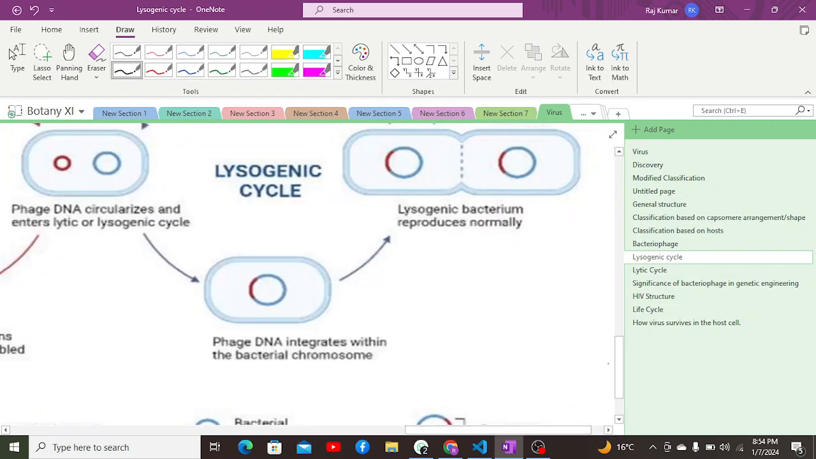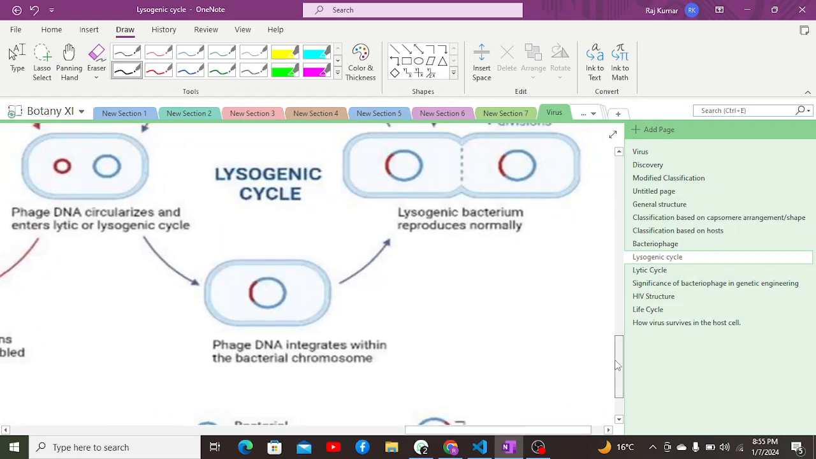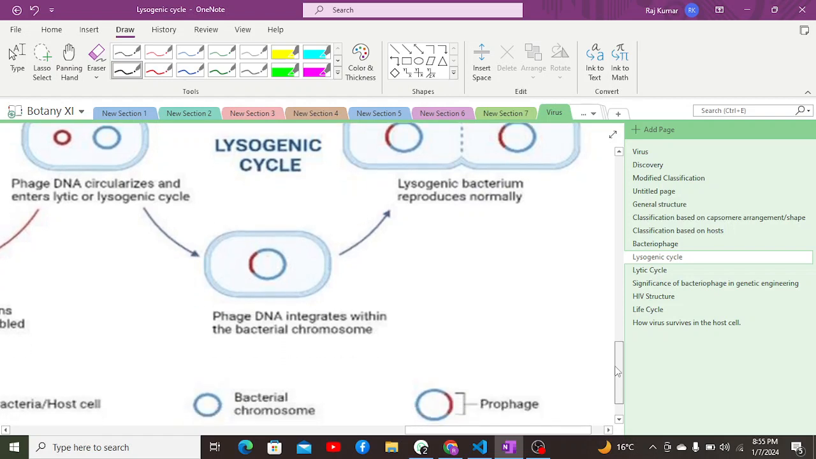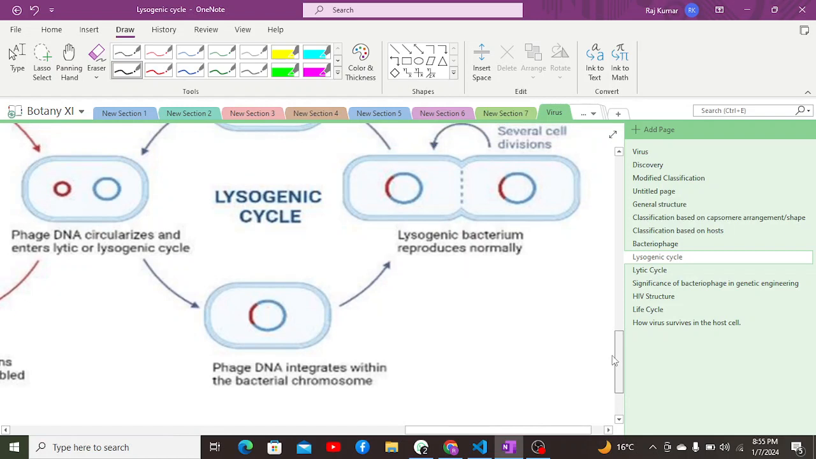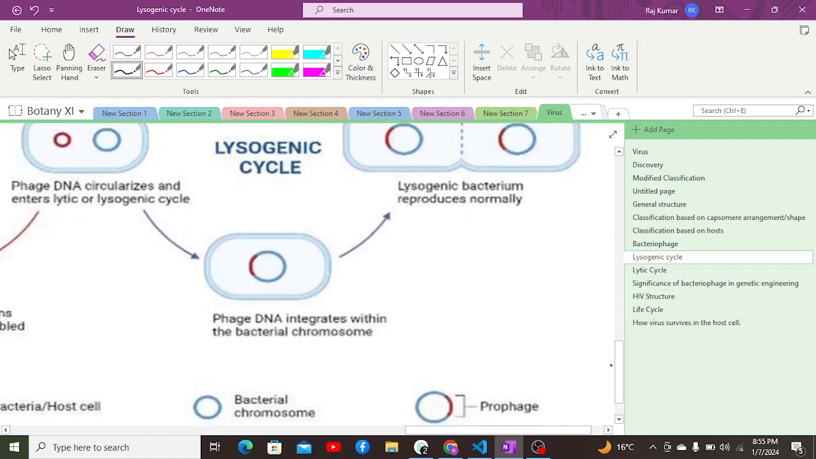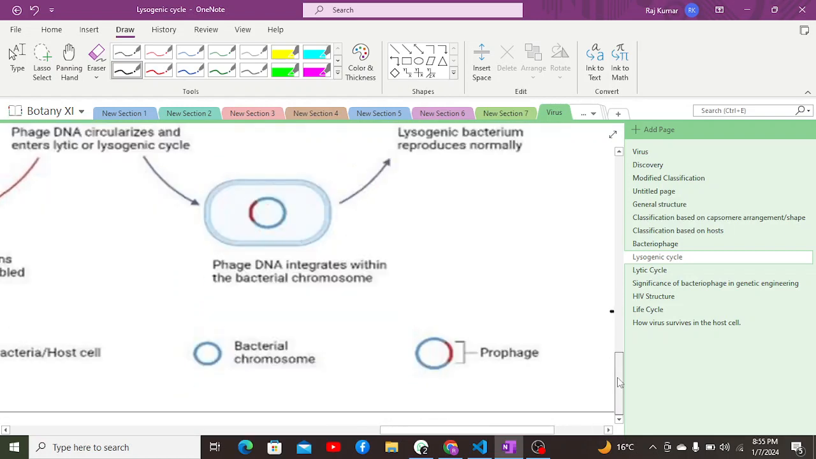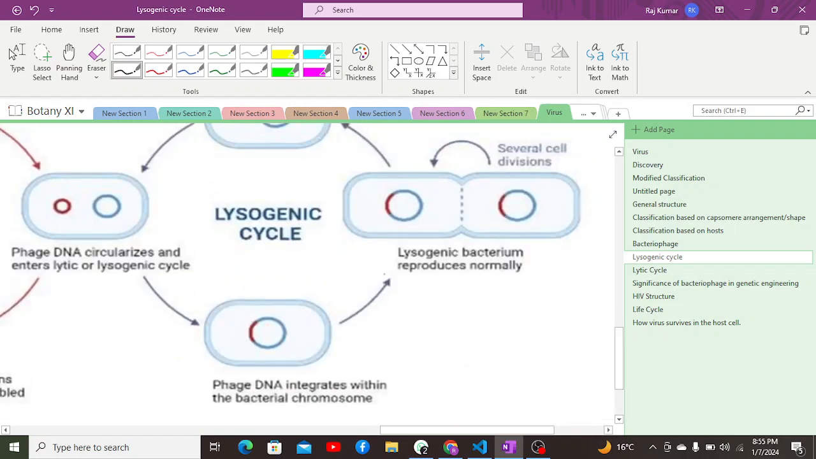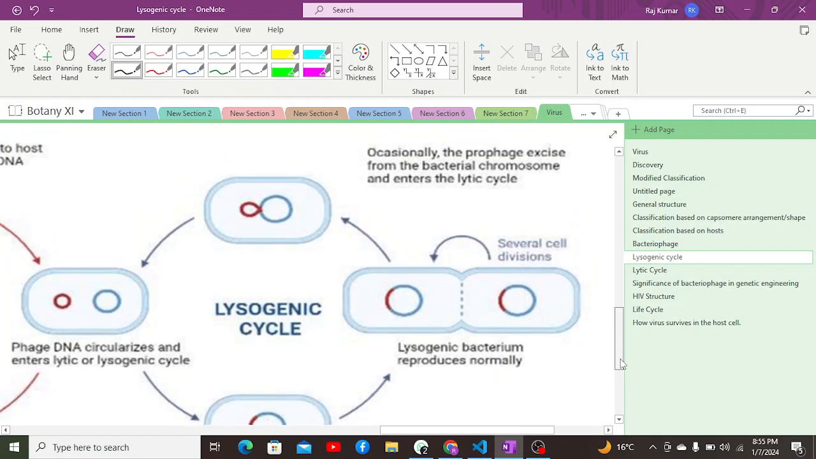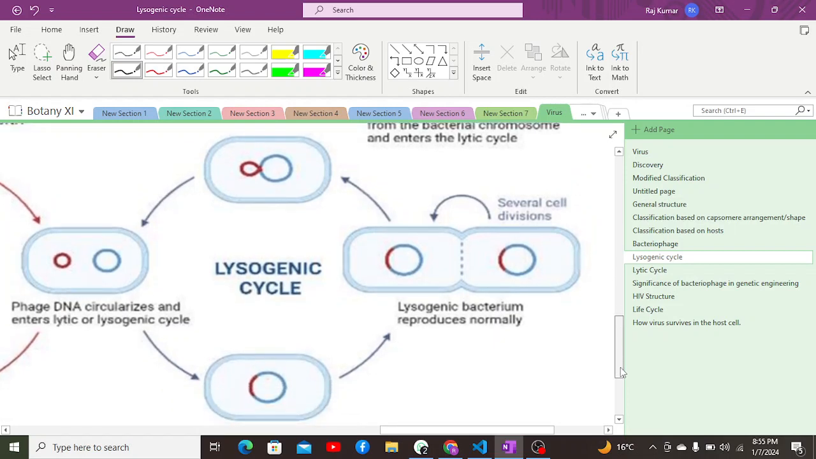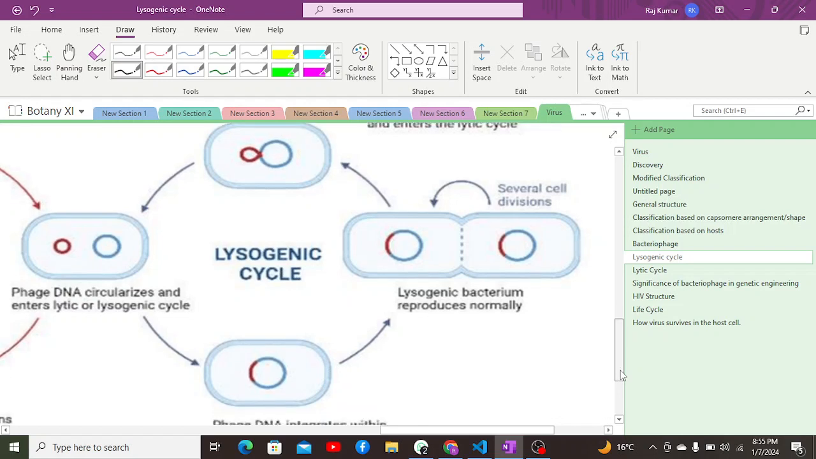Now here, one more thing: the genome becomes a virus when it enters the host cell. Now this is known as the prophage, as mentioned in the diagram as well. This is the viral genome, as you can see in the cycle. First, there's integration. The prophage excises from the bacterial chromosome and enters the lytic cycle. Lysogenic phage DNA circularizes and enters the lytic or lysogenic cycle.